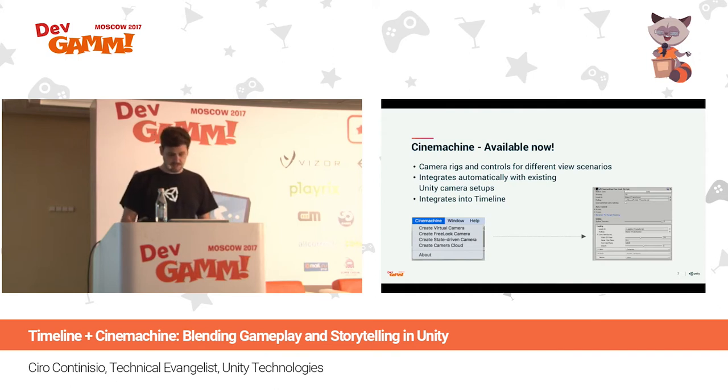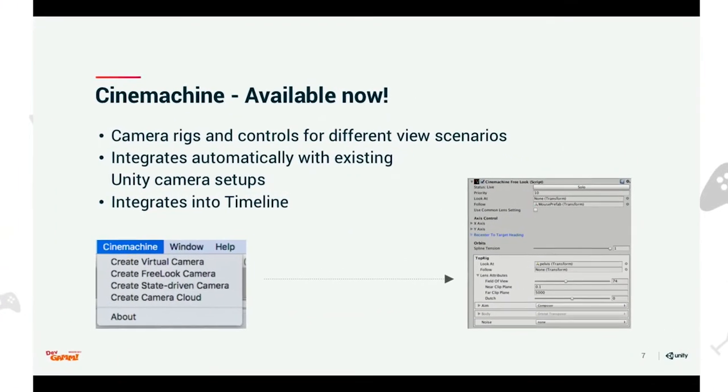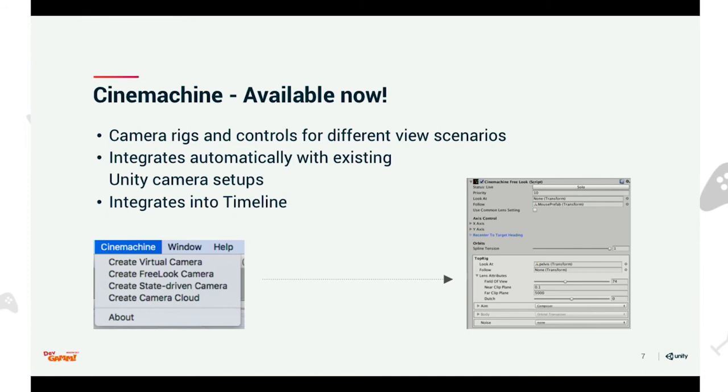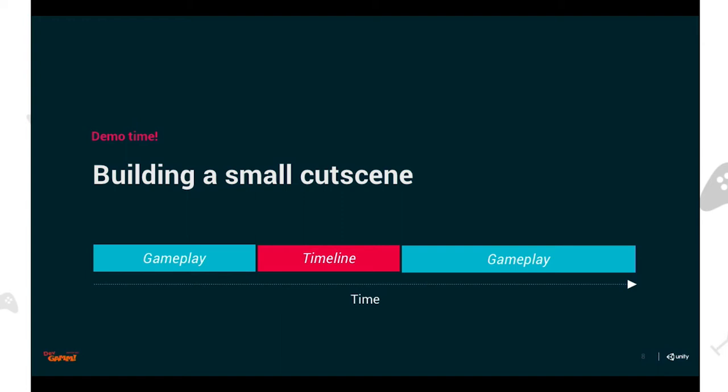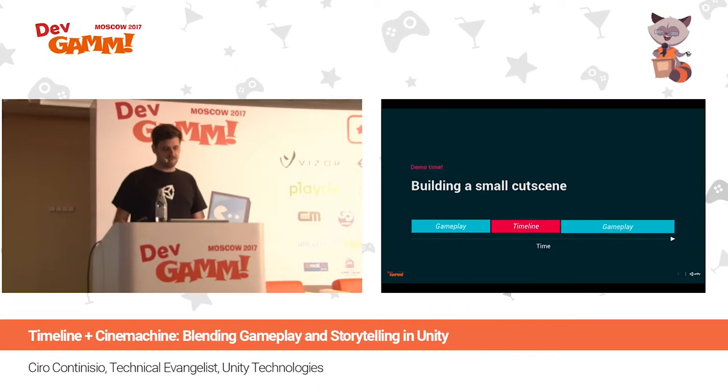All right, this is how Cinemachine looks like. There's a menu, and then as soon as you add a virtual camera, then it will give you some kind of component, and we're going to take a look at them. So let's see a practical example. I'm going to take a look at the second case that I spoke about. So a situation where I have gameplay, which is interrupted by some cutscene, and then gameplay resumes. So I'm going to go into the Unity editor.